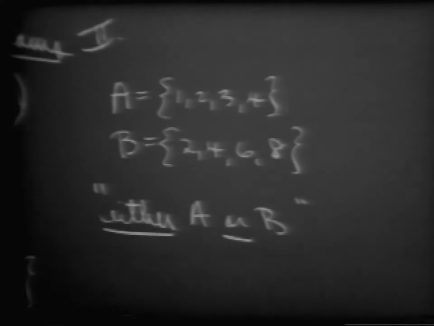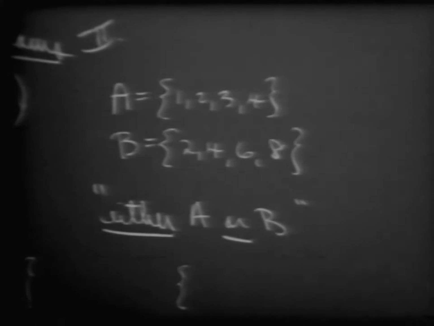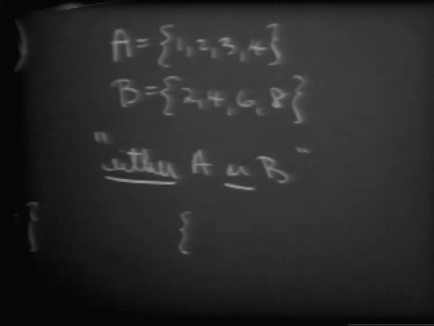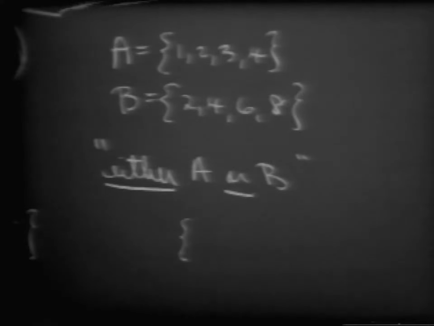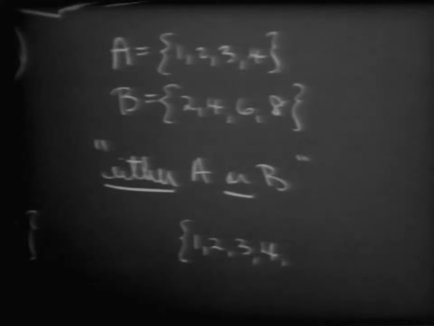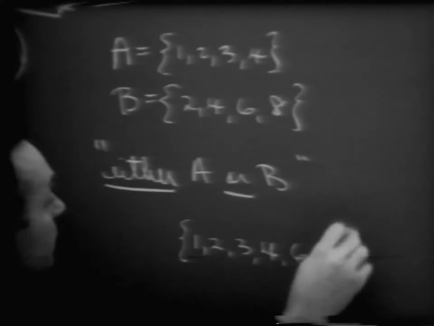Now what elements are in A or B? If we were to write the set down in this fashion, it's either in A or in B or in both, which means it's in at least one of these sets. Steve says 1, 2, 3, the elements consisting of 1, 2, 3, 4, 6, and 8, all right?